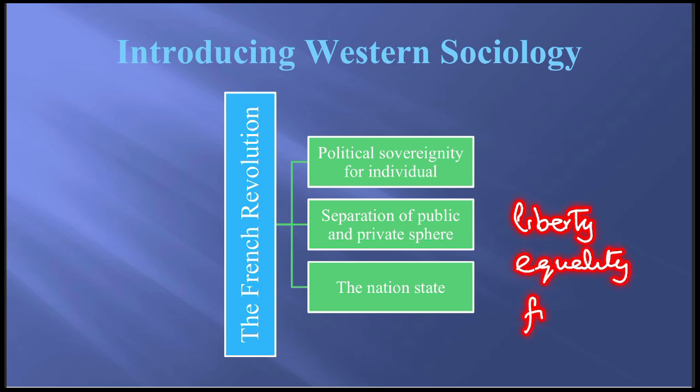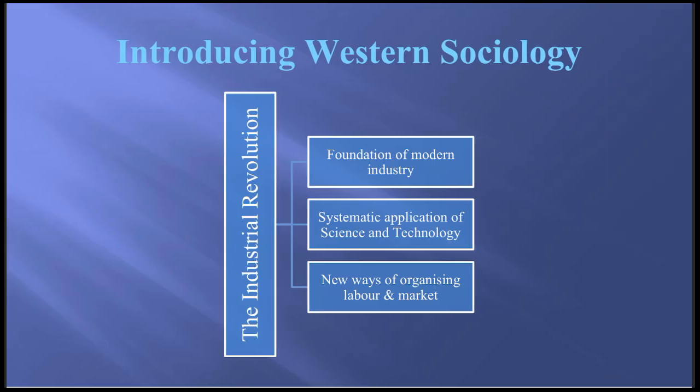Now let's proceed to look at the third revolution, that is the Industrial Revolution. This began in Britain in the late 18th and early 19th century. It was basically laying out the foundation of the modern industry. There were two aspects to it. Number one, the systematic application of science and technology to industrial production.